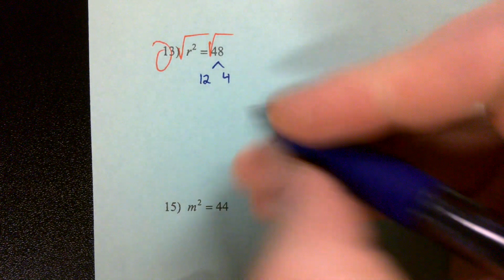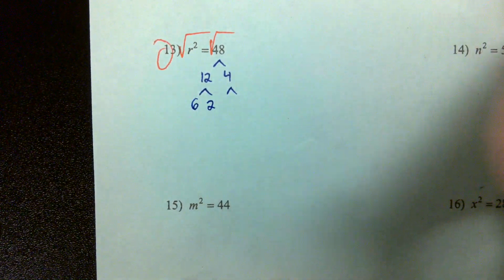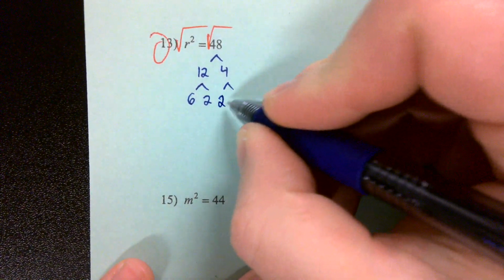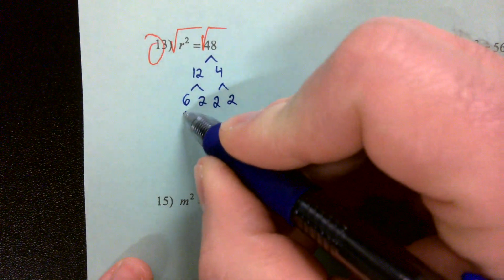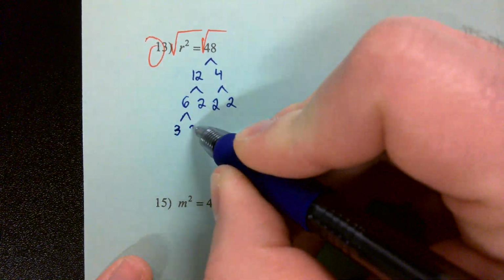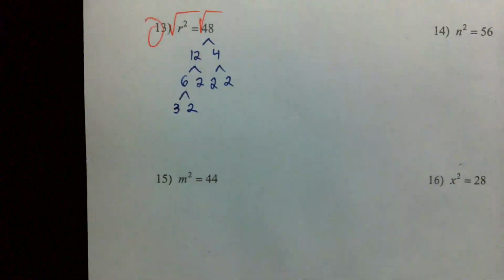I can split both of these up more. What two numbers multiply to give me 12? 6 and 2. Again, you could also do 3 times 4. 4 obviously is just 2 times 2. And what about this 6? 2 times 3.